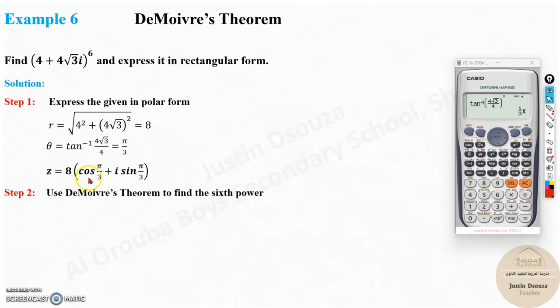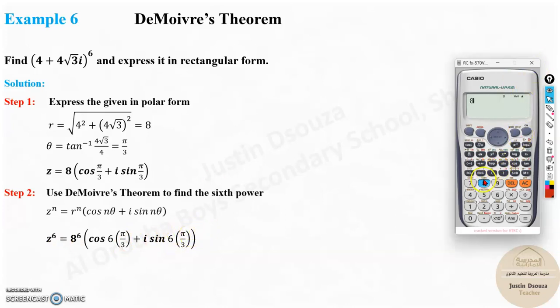Raise it to the power 6 using DeMoivre's theorem that says if it is z to the power n, then r to the n times cos n theta plus i sine n theta. So now over here it's power 6. So 8 to the power 6 times cos 6 into pi by 3 plus i sine 6 into pi by 3. All you need to do is simplify this. Now, what is 8 to the power 6? Because you need it in rectangular form, right? Let's substitute. Now, what is cos 6 into pi by 3?